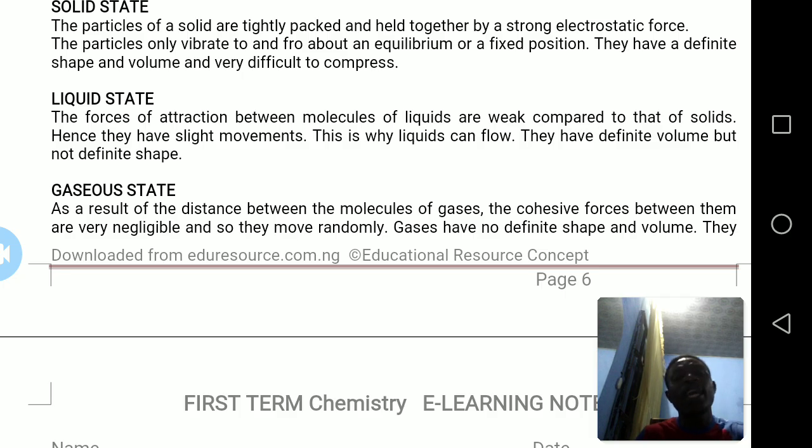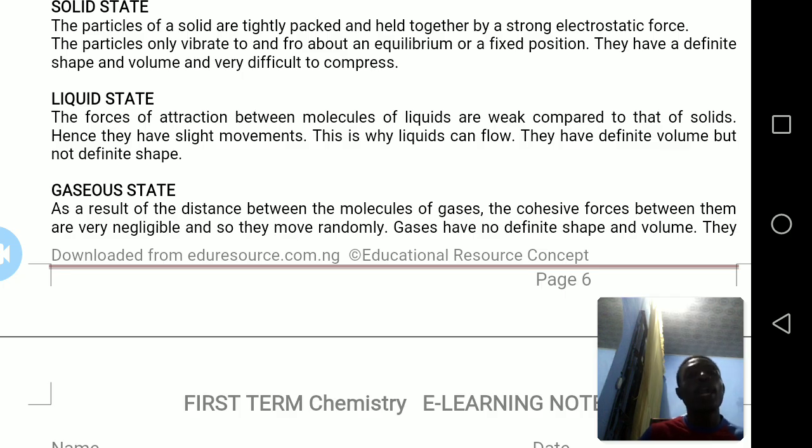So he said the forces of attraction between molecules of liquid are weak compared to that of solid. Hence, they have slight movement. They have no fixed movement. They have slight movement. Now, this is why liquid can flow. The reason why your water is able to flow even on tiles, or in the river, is because it has slight movement.